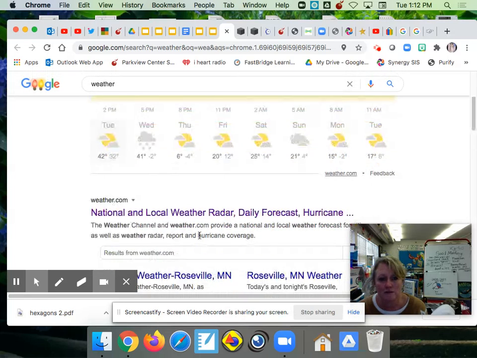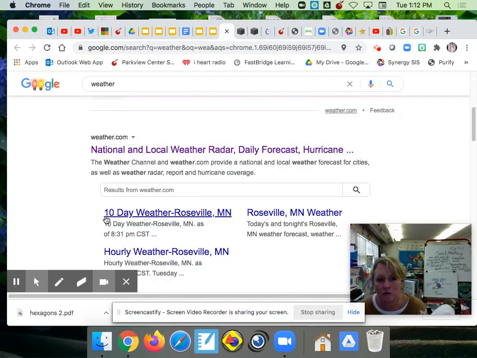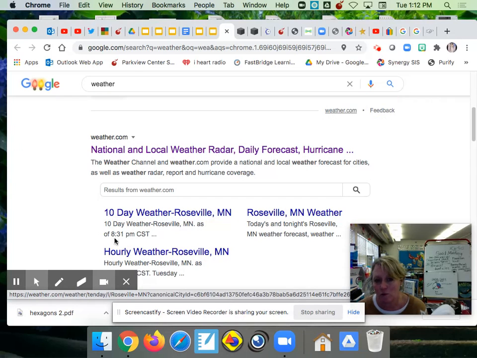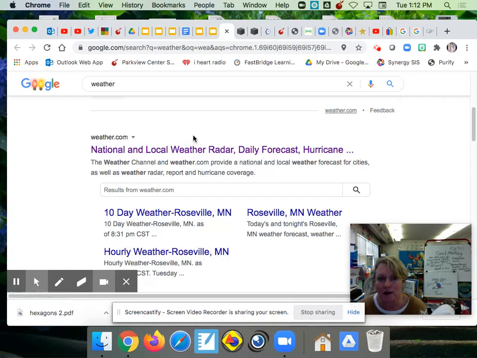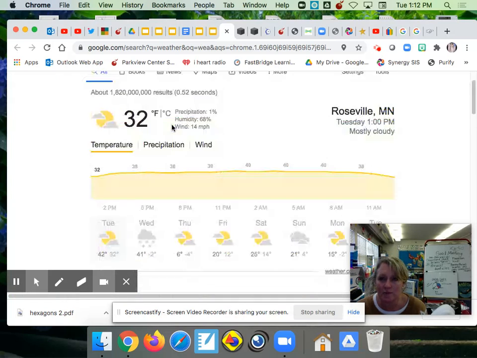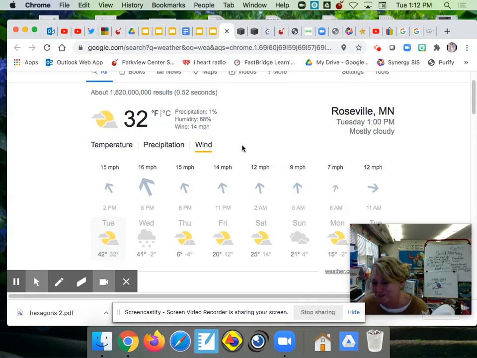Now you can also on this site look at a 10-day forecast. You can look at an hourly forecast. So this is a great place to get weather information. I love to look at the wind. I also look right out the window here at school at the flag on the flagpole, because if the flag is just flopping down, then I know there's not much wind. If the flag is going straight out and blowing, that's evidence of wind.